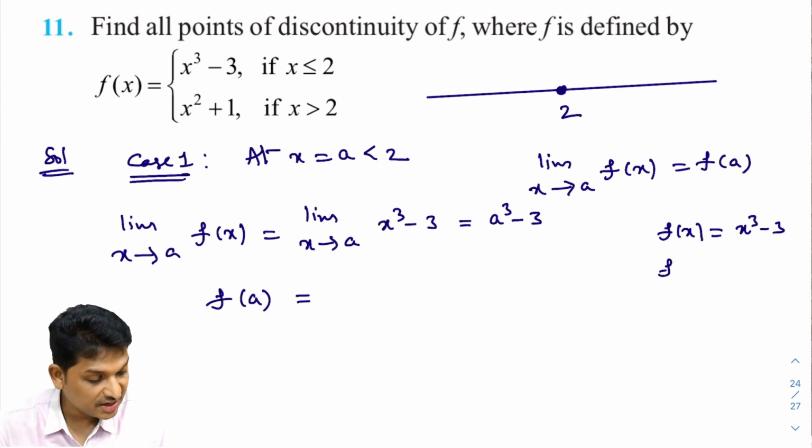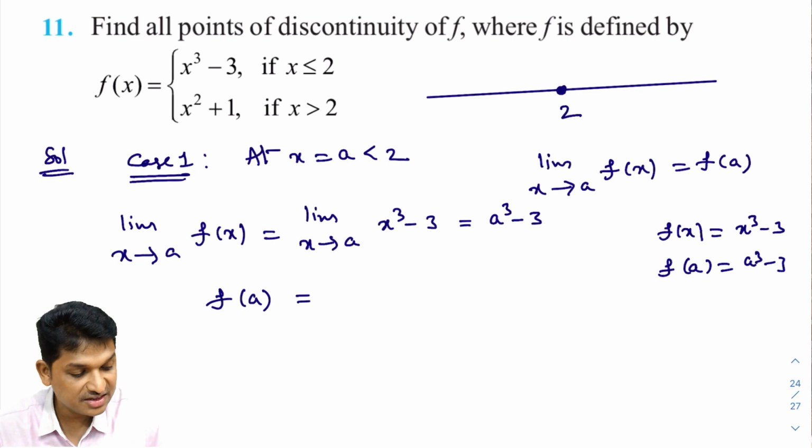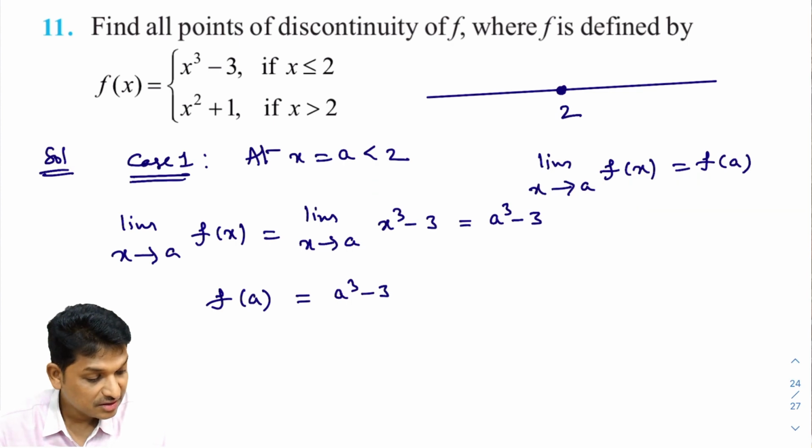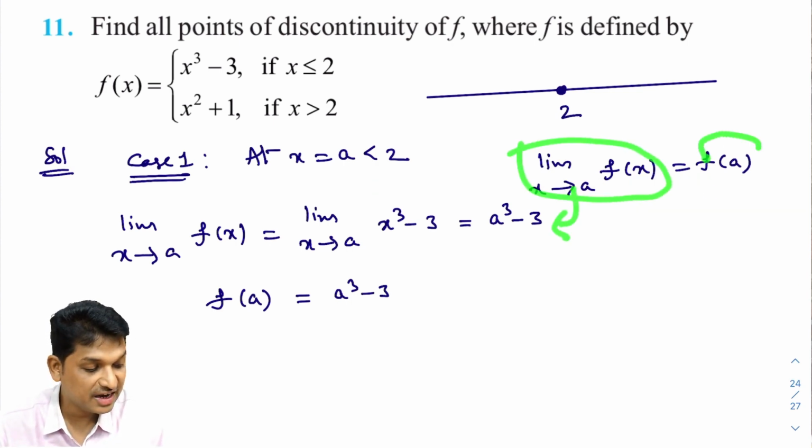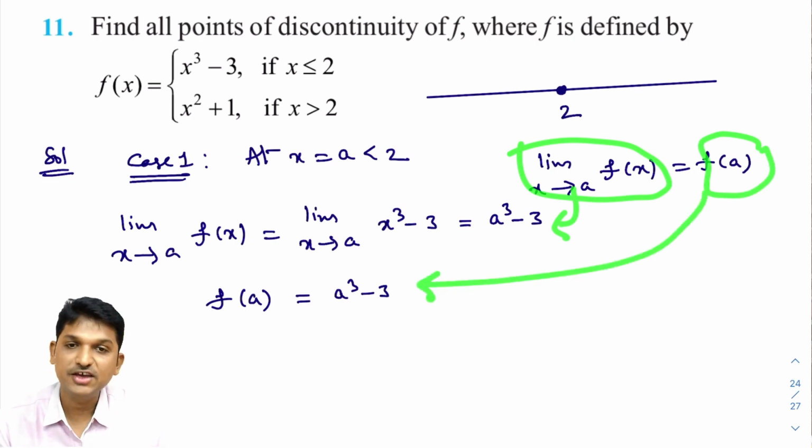Okay. Now what I need? I need f of a. What is f of a? F of a is a cube minus 3. Right? So f of a is a cube minus 3. Okay. Right. So here what happened? I calculated f of a. I got a cube minus 3.